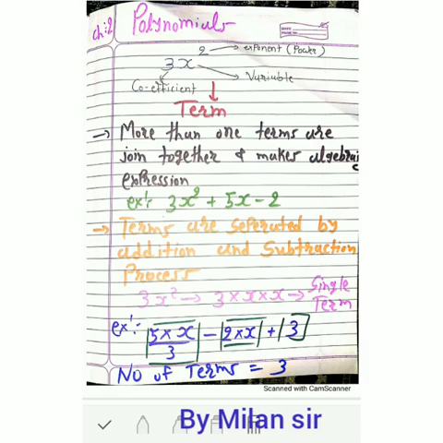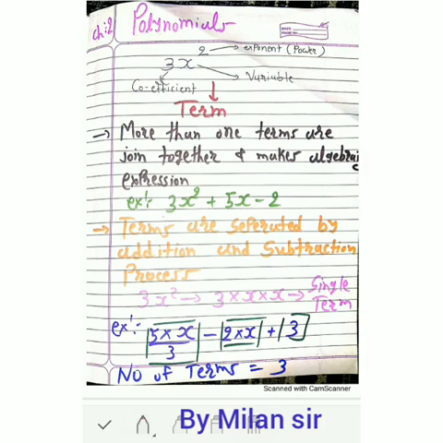So whatever numerical value is joined with the variable is called the coefficient. Variable means something whose value we can change, and exponent or power shows the number of times the variable is multiplied. And if we combine these three things together, then it is called one term, right? 3x square is one term.